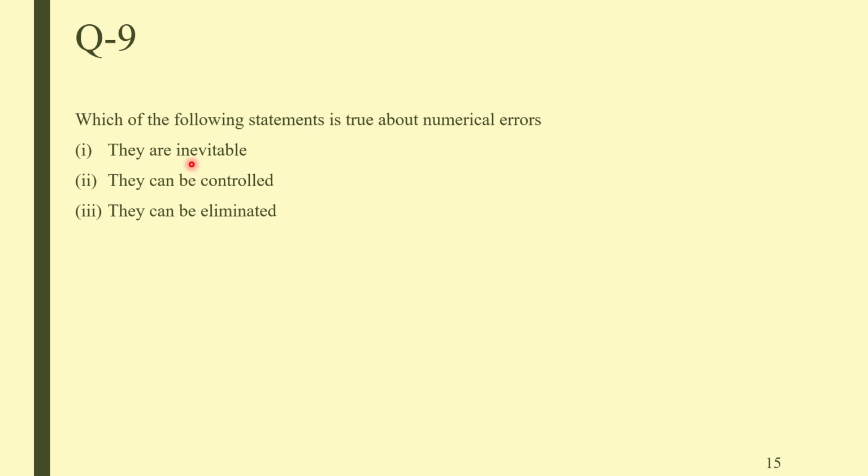This is false because we cannot eliminate the numerical errors completely. To some extent we can control them and we can reduce them, but eliminating them completely is not possible. So 1 and 2 are the right ones.